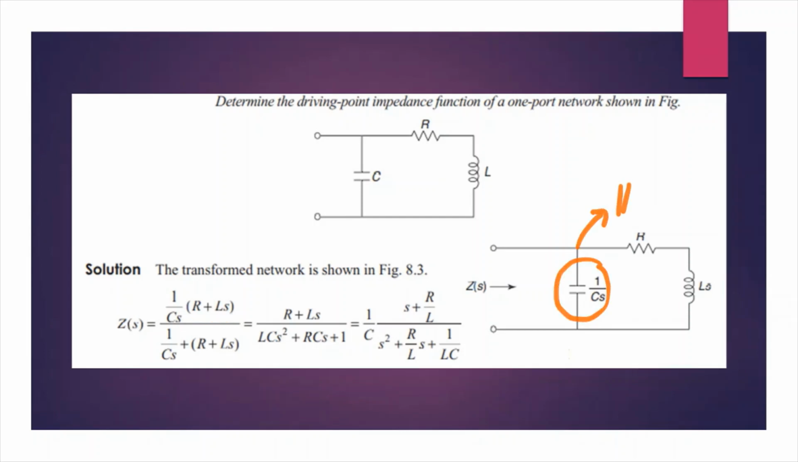For parallel, what we do is multiply those two values and divide by the sum of the two values. Just simplify the term and we will get the value like this. So this is the driving point impedance function.